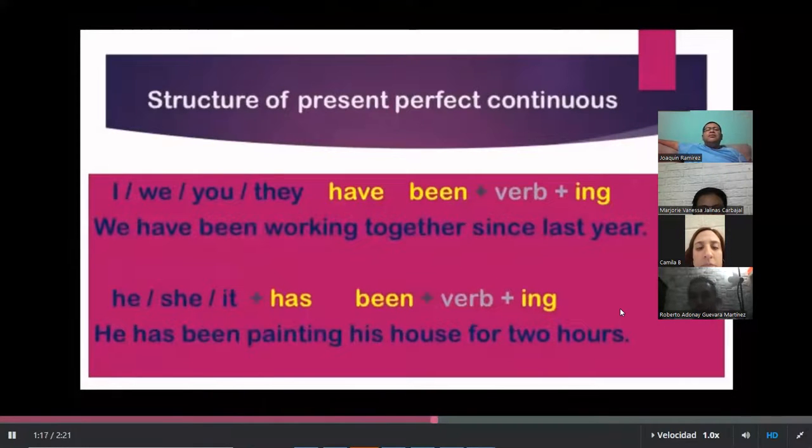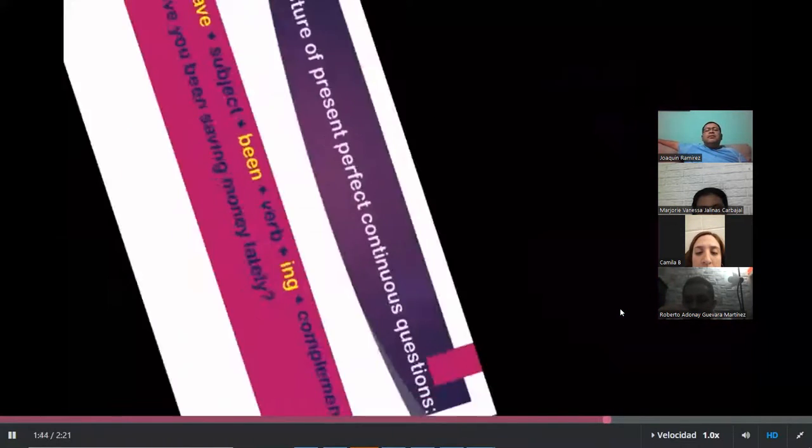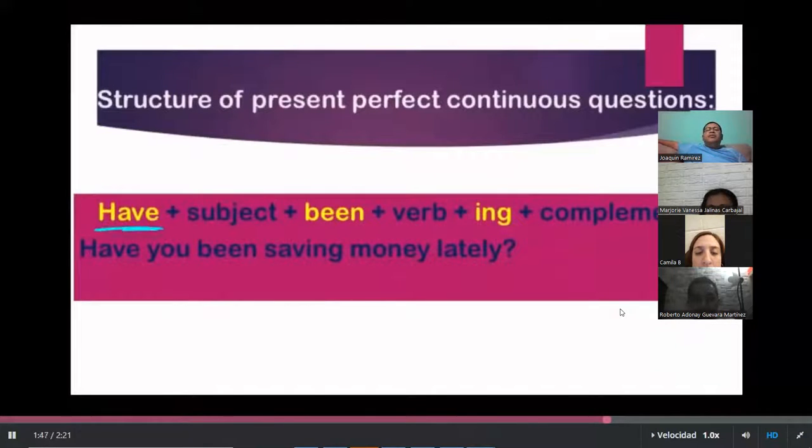And last but not least, we'll go over the structure of this tense. For affirmative, this is what we use. I, we, you, they, plus have been, plus verb plus ing. He, she, it, plus has been, plus verb plus ing. In negative, we need to add the word not between have or has and been. And as always, in questions, the helping verb or auxiliary goes at the beginning, followed by the subject, like this: have plus subject plus been plus verb plus ing plus complement. Have you been saving money?